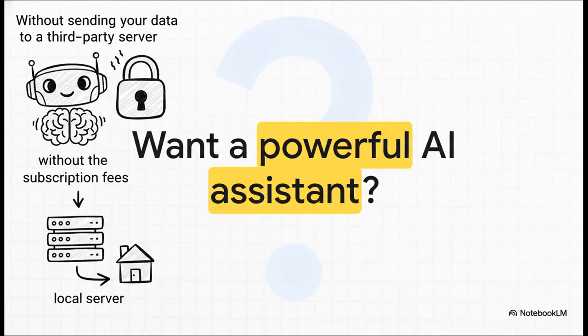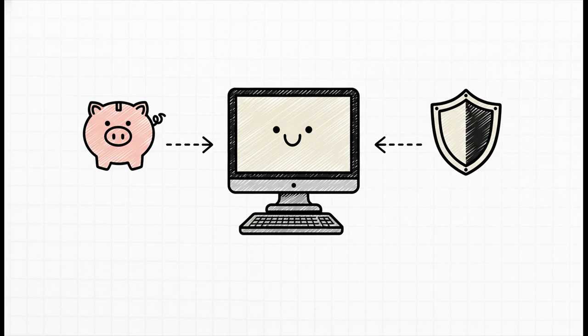So let me just ask you this. Have you ever wanted one of those super powerful AI assistants, but you kind of balk at the subscription fees? Or maybe you're just not thrilled about sending all your data off to some company's server? Well, that's exactly what we're going to build today. By pairing up Ollama with this awesome tool called Cloudbot, we can set up an assistant that keeps everything on your own computer. It's the best of both worlds. It costs nothing to run and it's completely private.